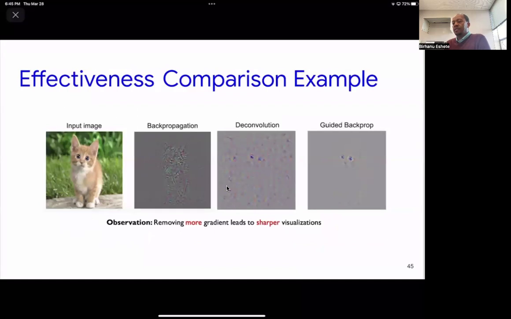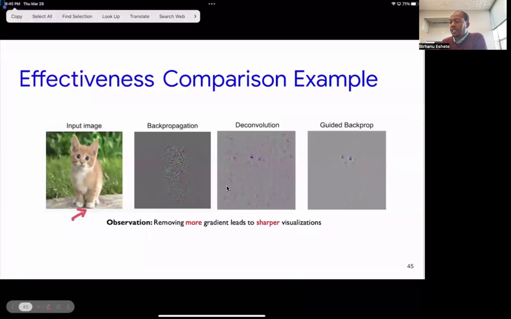So when you look at the effectiveness of the different approaches, for example, this is the original input image, and backpropagation would give you that, the vanilla backpropagation. The deconvolution would give you that. Backpropagation guided with deconvolution would give you this. As you can see, the image of the head of the cat is pretty visible in this case, so the attribution is pretty high fidelity or high resolution. So basically, removing more gradient leads to sharper visualizations.